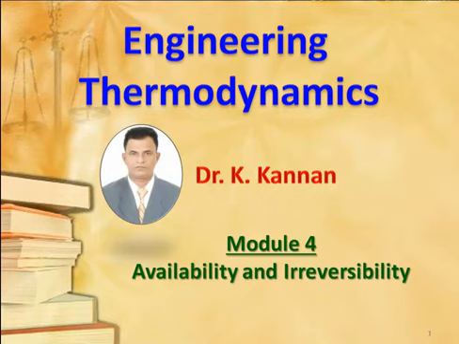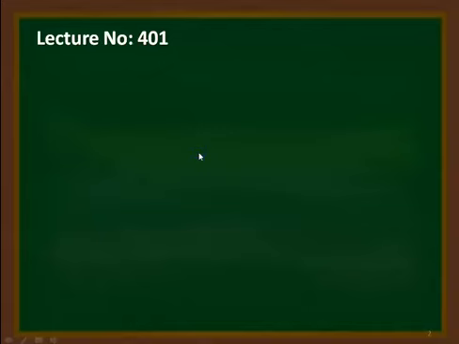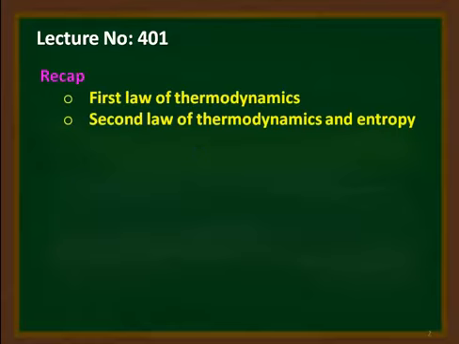This is module number 4. The topic is Availability and Irreversibility. Lecture number 1, first lecture on Availability and Irreversibility. So we recap from the previous module or previous lectures.